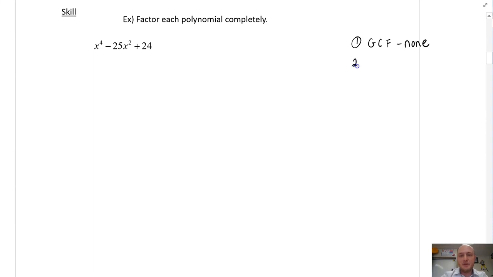Okay, step two, we're going to do the product and sum method. If you forgot what that is, we want to say, what two factors, a plus b, equal negative 25, and a times b, what two factors give us a positive 24? If you're unsure of where this comes from, just think about it like this: I want to take my trinomial and factor it into two binomials.